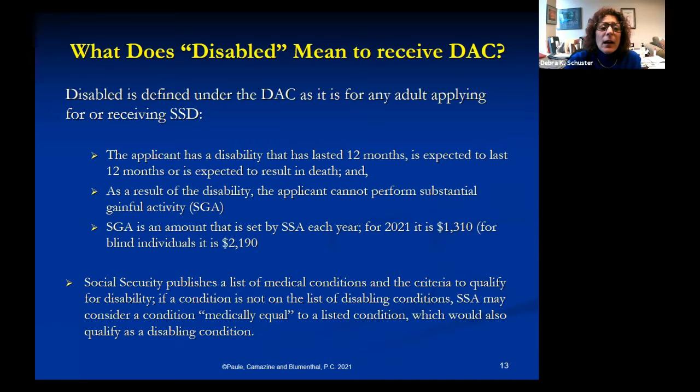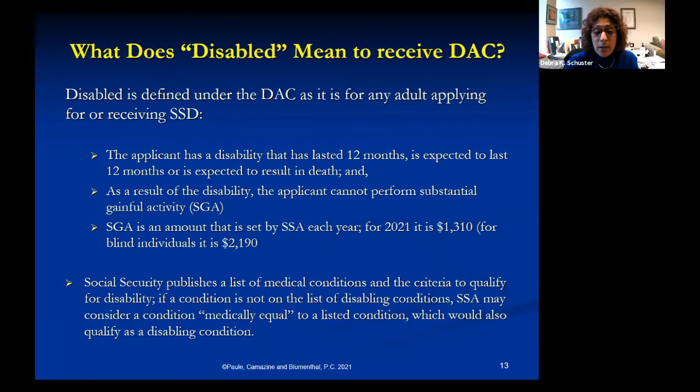So again, further explanation of what disabled means to receive disabled adult child benefits. The applicant has a disability that lasts 12 months, is expected to last at least a year, or result in death. And as a result of the disability, they cannot perform this key concept, substantial gainful activity. You will see this throughout the Social Security Administration Program Operating Manual, the POMS, which is kind of the Bible of Social Security law. And the SGA is an amount that is set by the Social Security Administration every year.